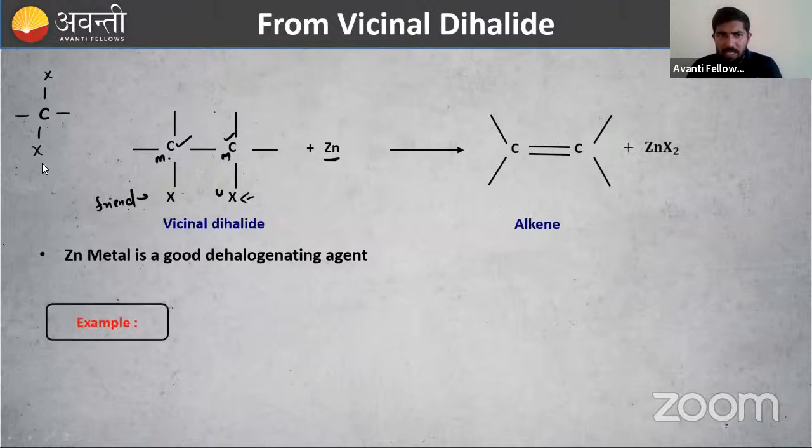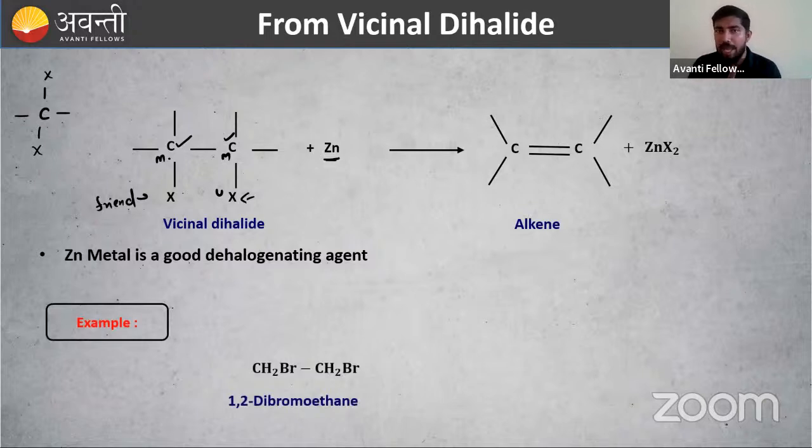Then what are the other points? Example: dehalogenation. We have to remove halogen. So here we have a vicinal dihalide. So what do we have to do? Remove one bromine, remove one more bromine, then the two mothers' bond, a double bond is formed in between. The bond is getting stronger.